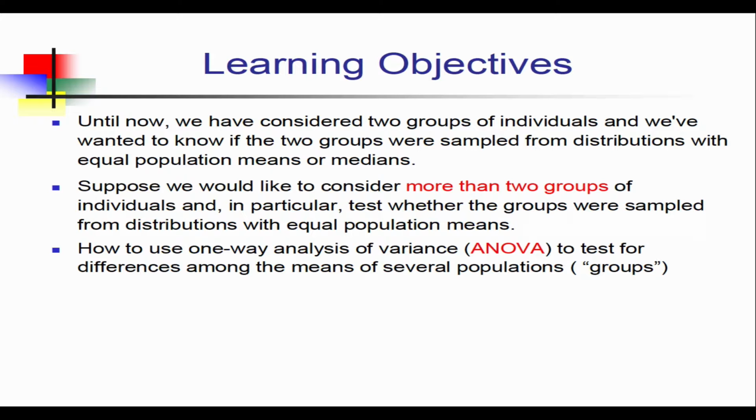Is that okay? So whenever we have more than 2 groups of individuals, say we test whether the groups were sampled from distributions with equal population means, ANOVA is going to test whether the means from different groups, more than 2 groups, are equal or not.